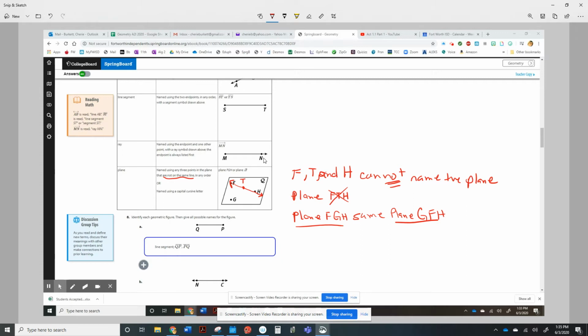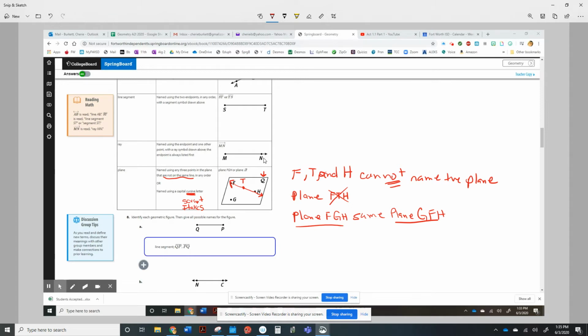Okay. The other way to name it is to use this italicized uppercase cursive letter. They're calling it cursive. I would use the word script, S-C-R-I-P-T, or italicize, I-T-A-L-I-C, italics.